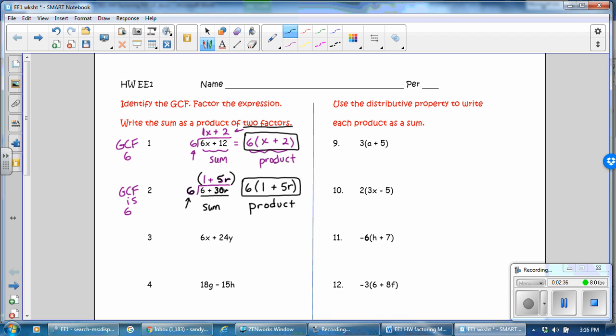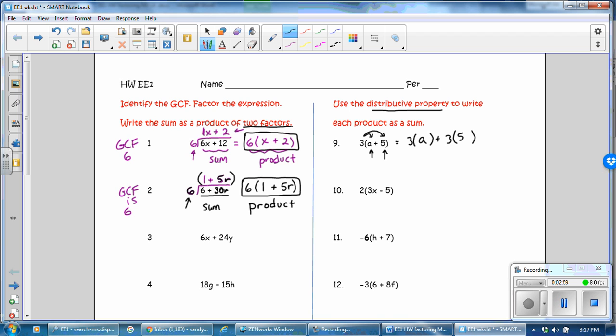So here we are undoing what we did on the previous section. Here you are going to use the distributive property. You want 3 groups of a plus 5. So you multiply 3 times the first quantity plus 3 times the second quantity. The first quantity is a. The second quantity is 5.